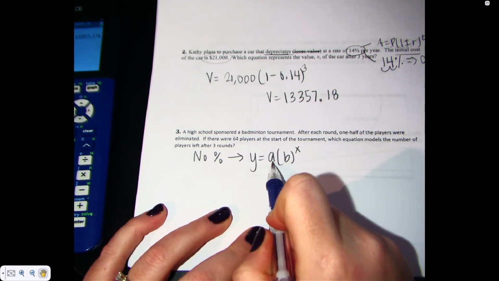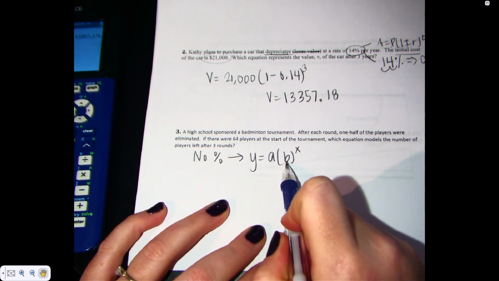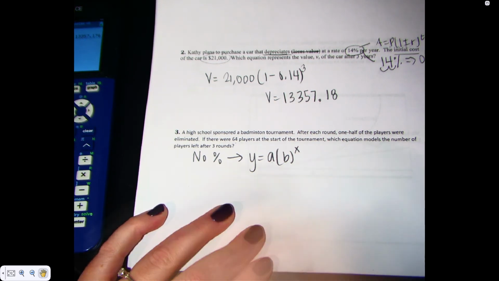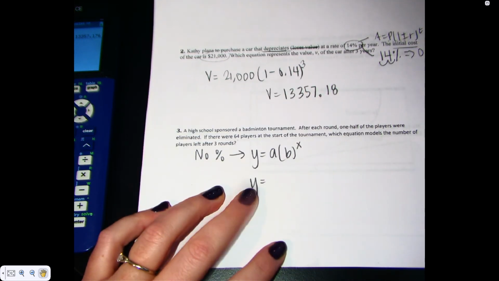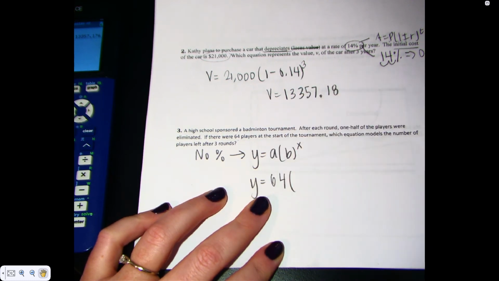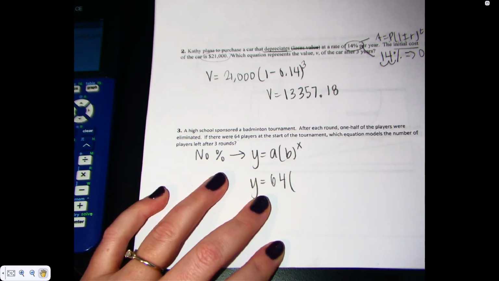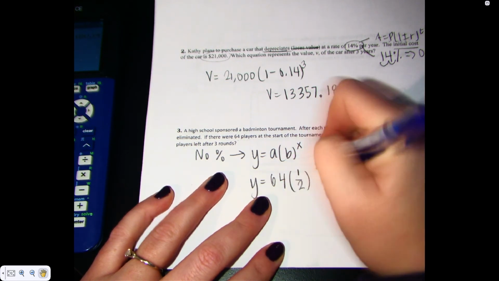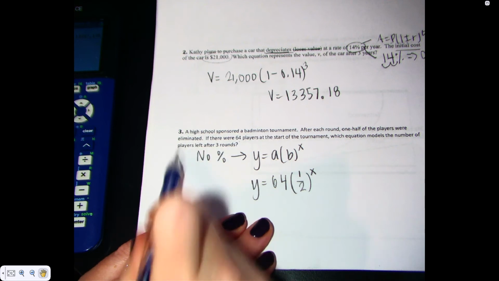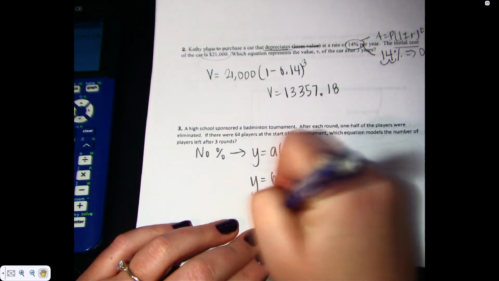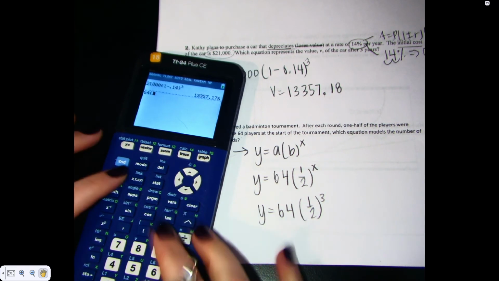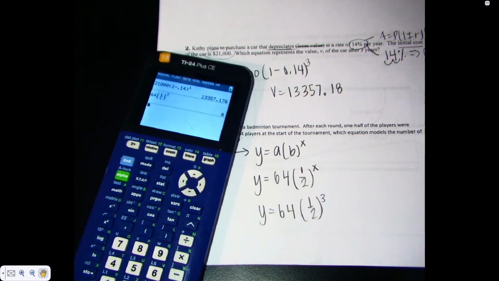A is how many players you started with. B is your growth value, what they're telling you to multiply by. X is the amount of time. How many would be modeled after 3 rounds? Y equals how many players started? 64 players started. One half of the players are eliminated, so what is my growth factor? They're getting smaller by 1/2. And then X would be our exponent. If I wanted to know how many players were left after 3 rounds, I just put in 3 right here. So I have 64 parenthesis 1/2 to the third. After 3 rounds, I would have 8 left.